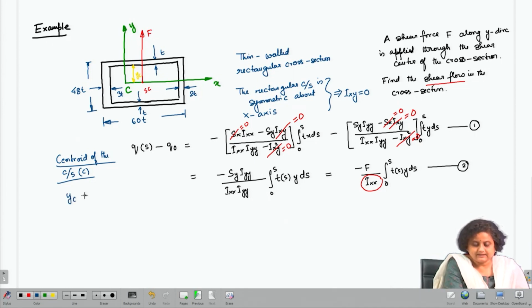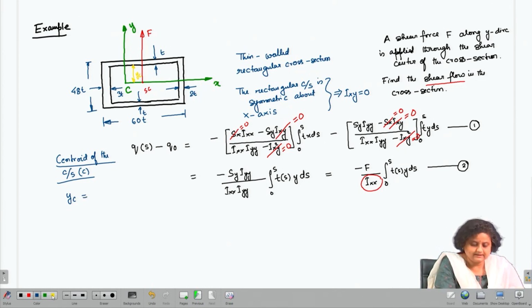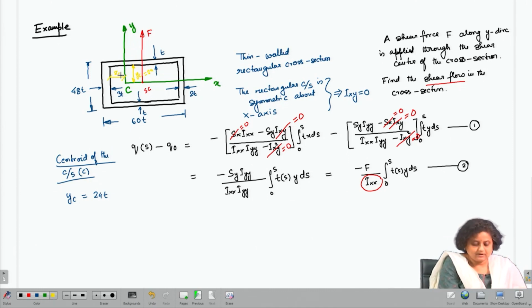So, y c is of course 24 t, half of this, since it lies on the x axis. We need to find out x c. So, let me call this as x c. That is what we need to find out. So, let me find out what is x c.